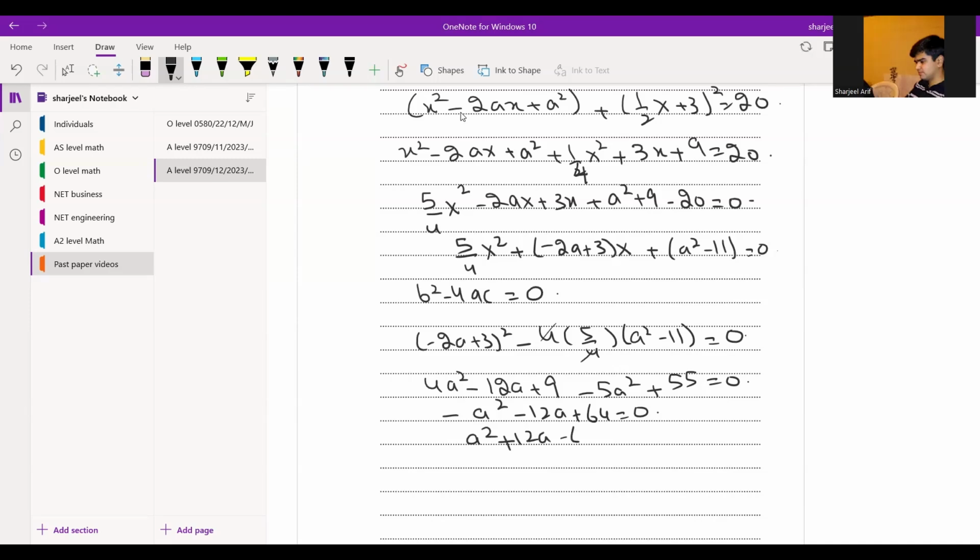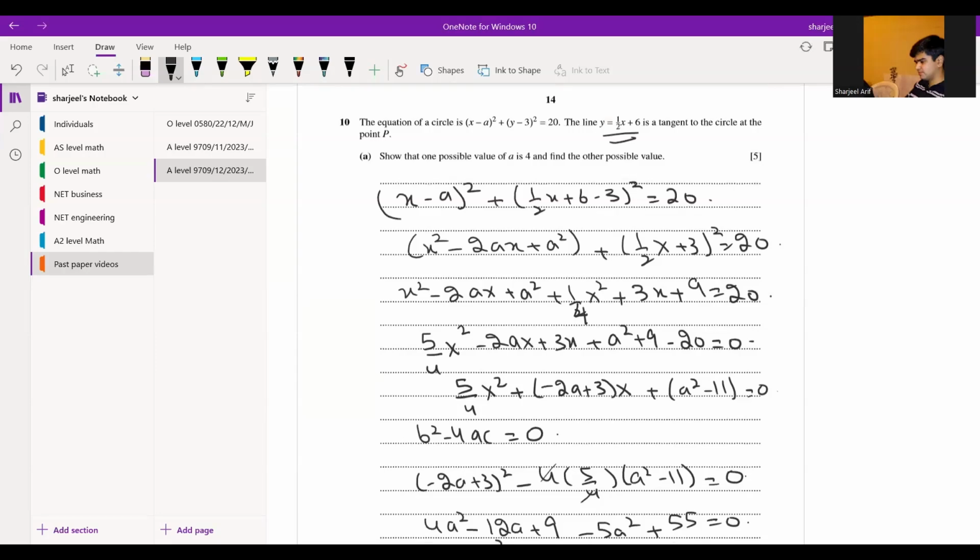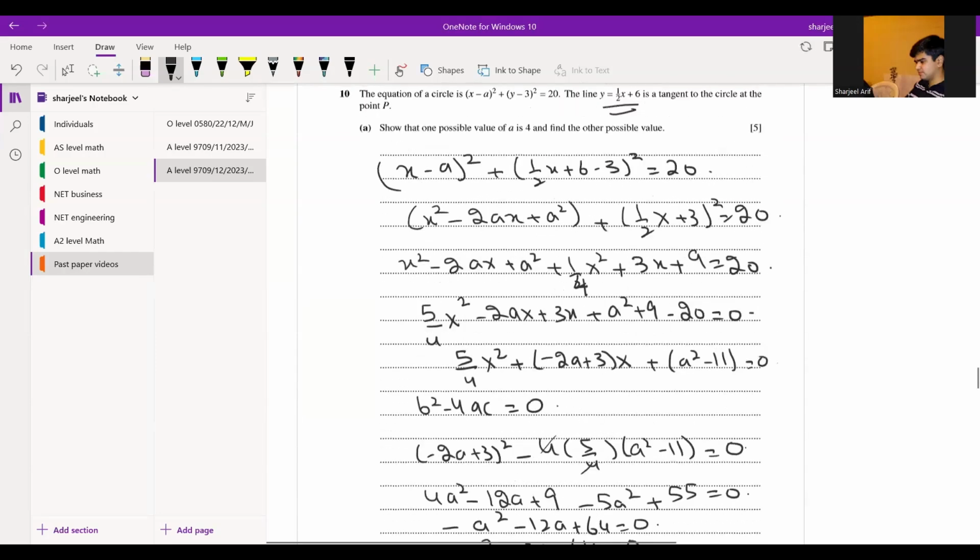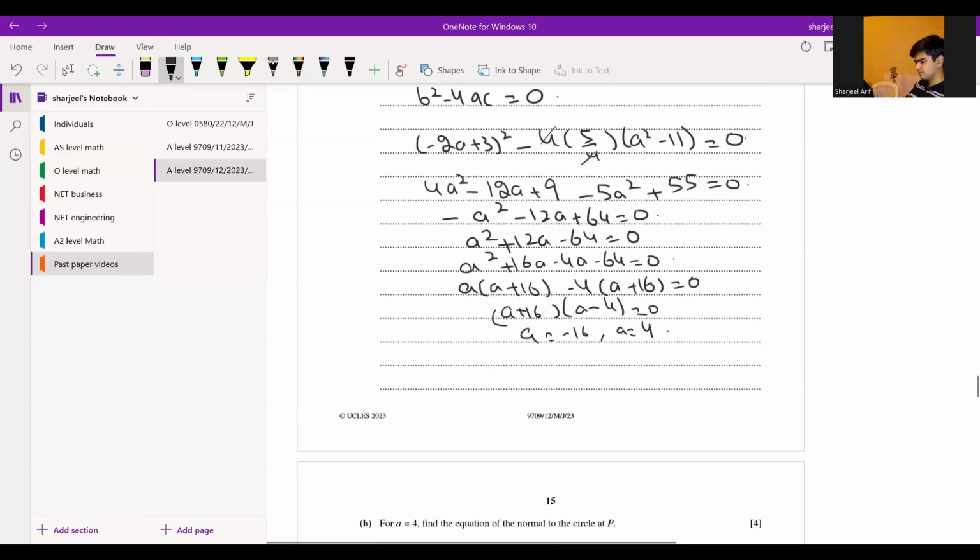We can make the factors now. So the two values of a will be either a is minus 16 or a is equal to 4. So this was the question. Show that one possible value of a is 4 and find the other possible value. So we have found the two possible values of a. One is minus 16 and one is 4.